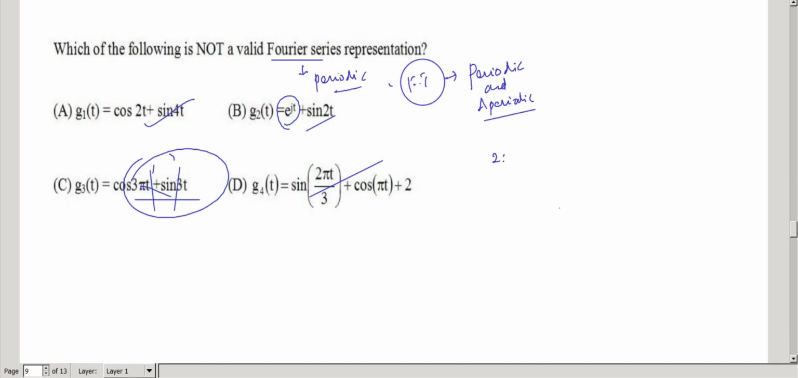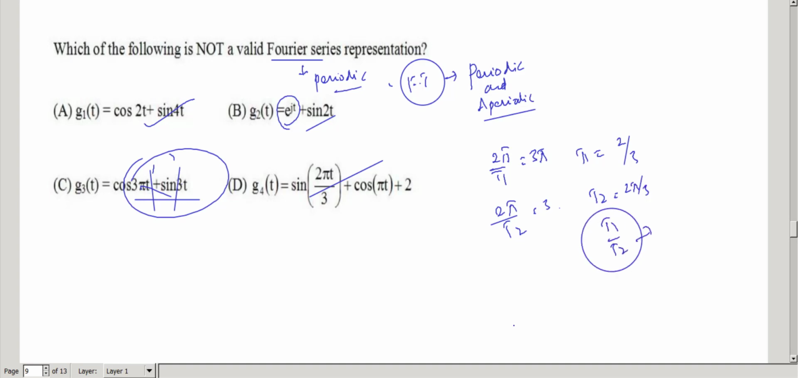Why? Because 2 pi by T1 equal to 3 pi, 2 pi by T2 equal to 3, so T1 equal to 2 by 3, T2 equal to 2 pi by 3. The ratio T1 by T2 should be rational. If it is irrational, then it is not periodic.